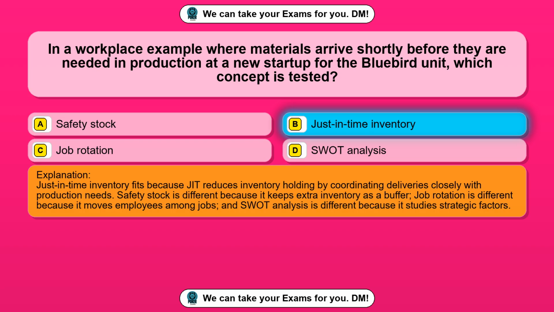Just-in-time inventory fits because JIT reduces inventory holding by coordinating deliveries closely with production needs. Safety stock is different because it keeps extra inventory as a buffer. Job rotation is different because it moves employees among jobs, and SWOT analysis is different because it studies strategic factors.